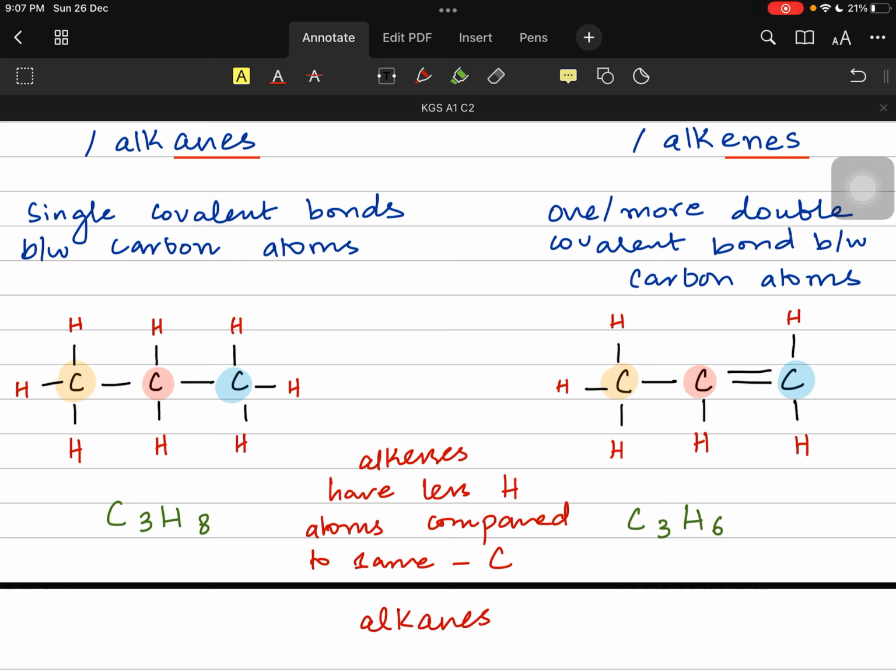So for example, if you have a 3 carbon alkane and a 3 carbon alkene, the alkane will have more hydrogen atoms, and that is why we call it saturated, because it has more hydrogen atoms, just about at the limit. Alkenes have fewer hydrogen atoms, that's why we call them unsaturated.